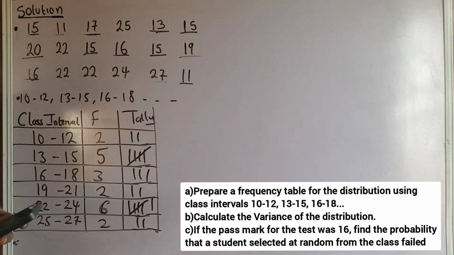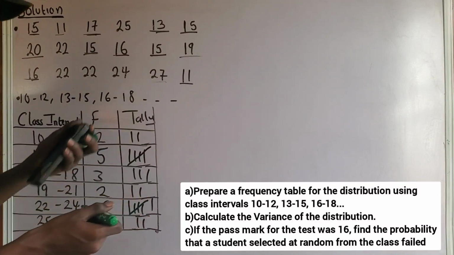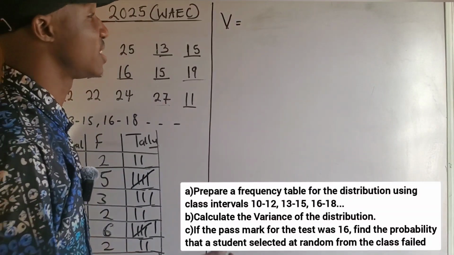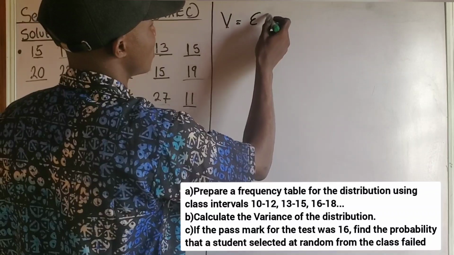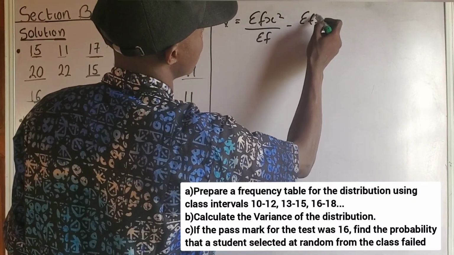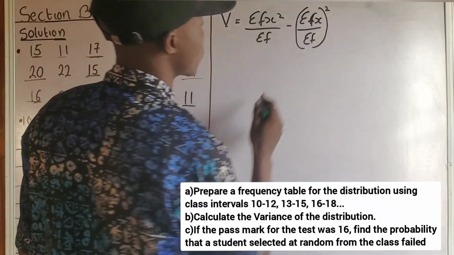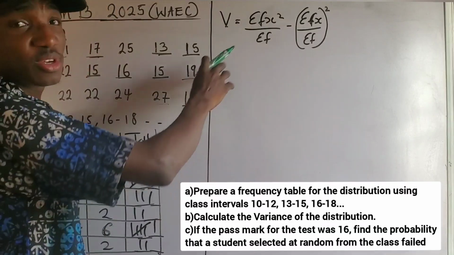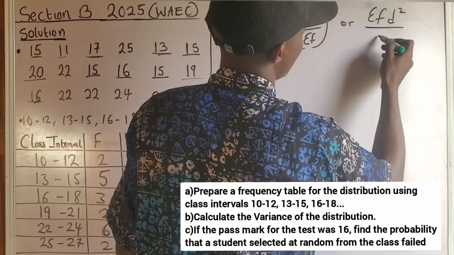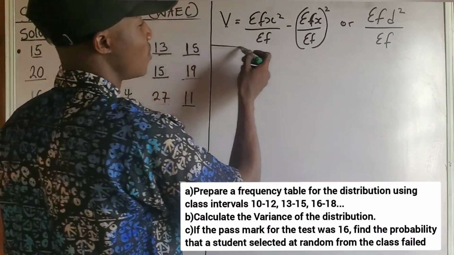Do you understand? Okay. Now, having constructed the frequency distribution table, we are asked to calculate the variance of the distribution. Variance is given by this formula: variance is equal to summation fx squared all over summation f, minus summation fx all over summation f, all squared. If you want to calculate the variance of this distribution, you can make use of this formula, and you can also use summation f d squared all over summation f. You can make use of any of these formulas, you understand? But I'm going to make use of the first formula, which is this.